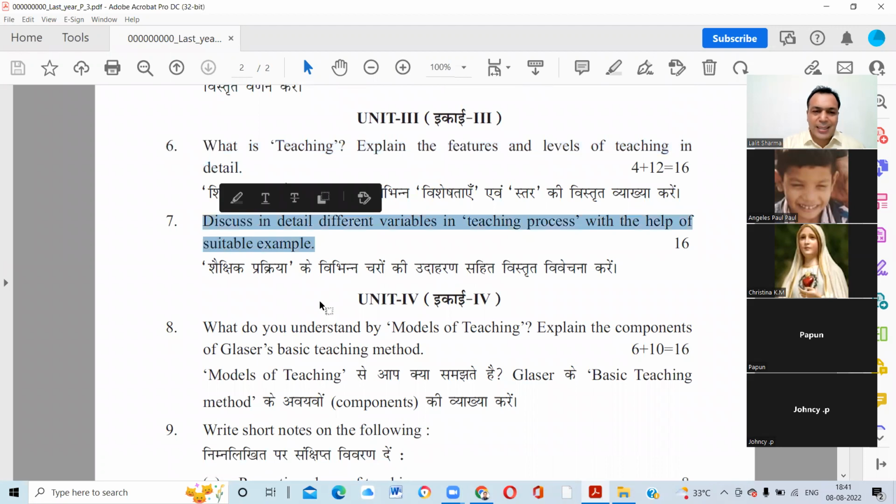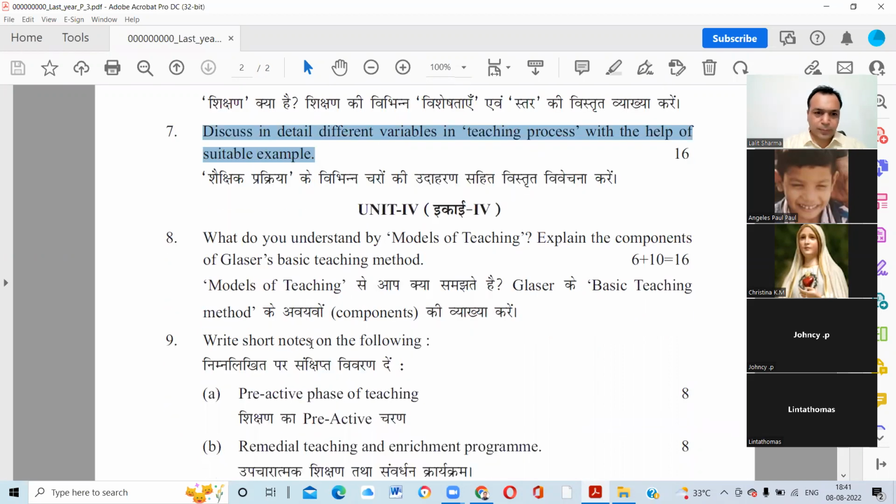Seventh question: discuss in detail different variables in the teaching process with the help of a suitable example. So you have to define the variables. In this you can talk about the independent variable, dependent variable, or intervening variable. But in most detail you have to define the learning task, the learner's behavior, which is called the entry behavior, and the teacher's behavior. We will discuss this in our Word file.